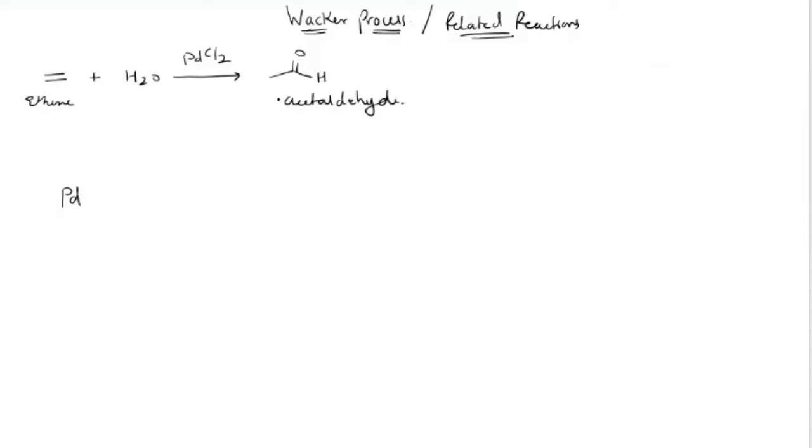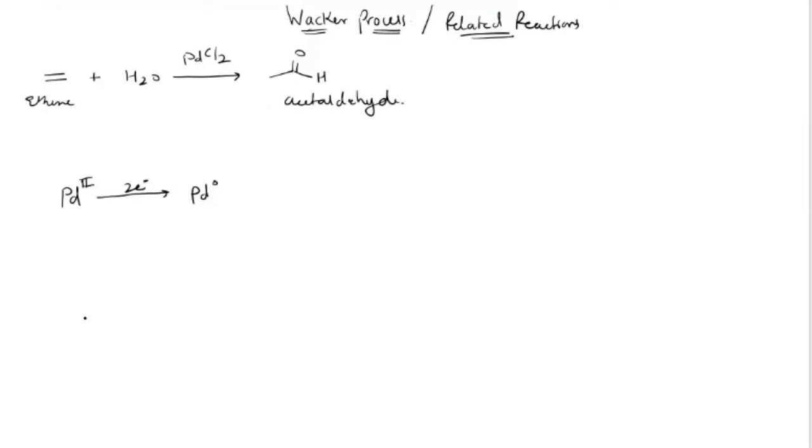Now this is a palladium catalyzed reaction. You start with palladium 2, and at the end of the reaction you will get palladium 0. That means here you will reduce palladium 2 to palladium 0. Now palladium is again reoxidized.